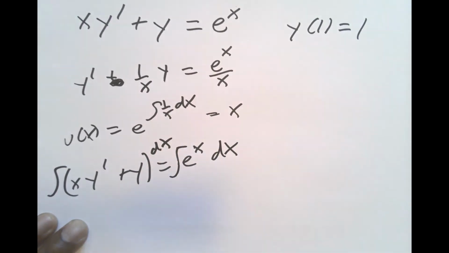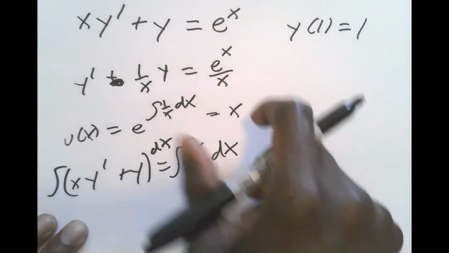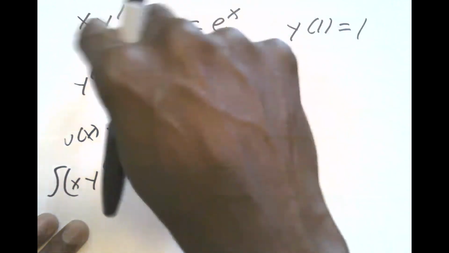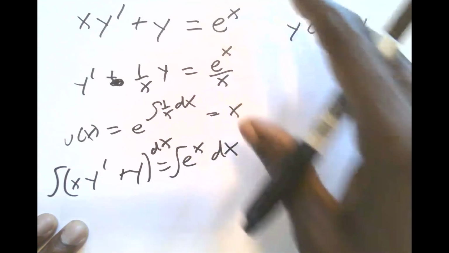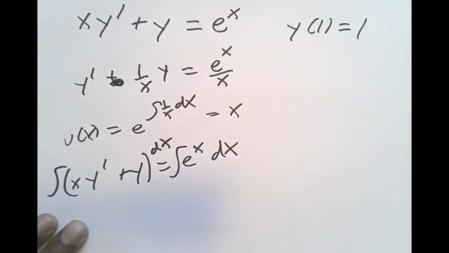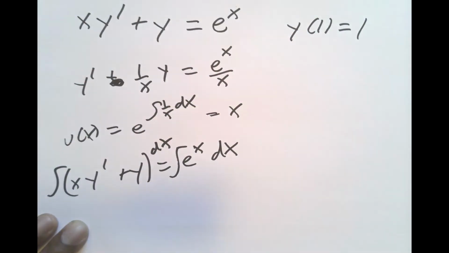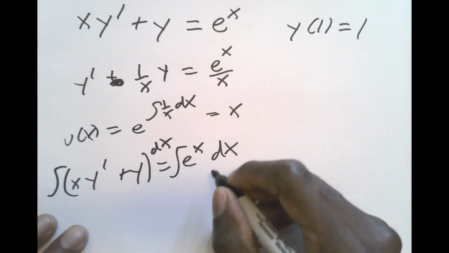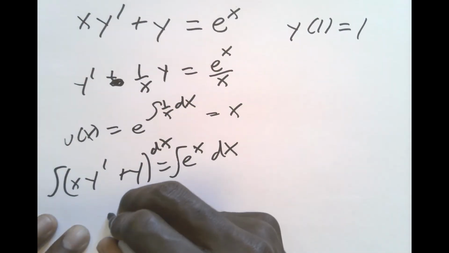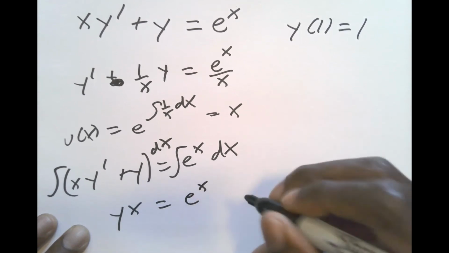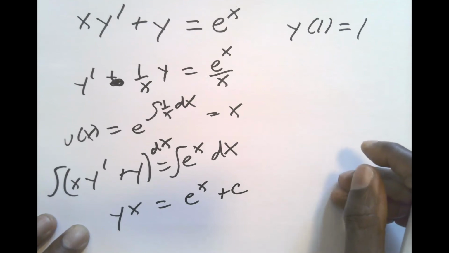And so what that really means is, once you get a little more savvy, you may be able to recognize that this is just the product of y times x, the product rule. And then you can just understand that and integrate from there. But let's go ahead and do what we got. So this is y times x, of course, and the integral of e to the power of x is e to the power of x plus some constant.